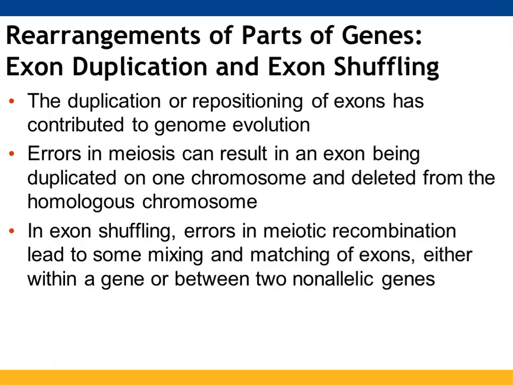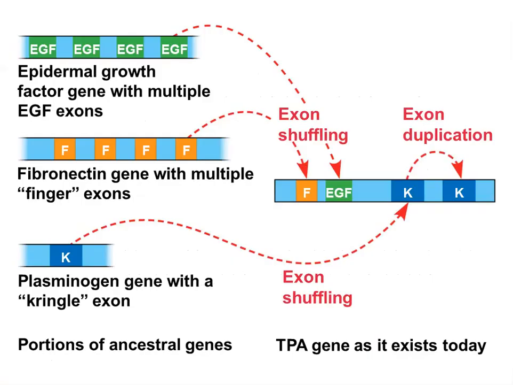We can also have exon duplication and exon shuffling, by being able to duplicate or move exons. This is how genomes can undergo evolution. Meiosis errors can result in exons being duplicated from one chromosome and then deleted from the homologous chromosome. We can also have, as a result of exon shuffling, meiotic errors that could lead to mixing and matching of exons, either within genes or between non-allelic genes.